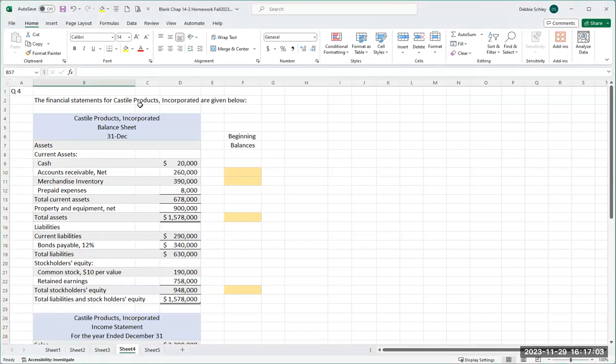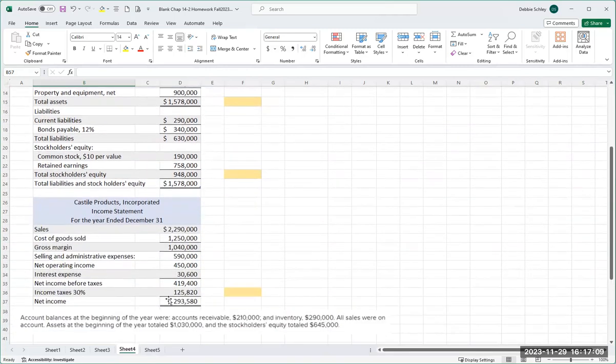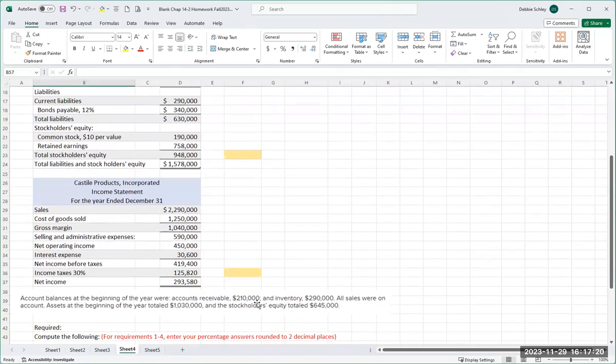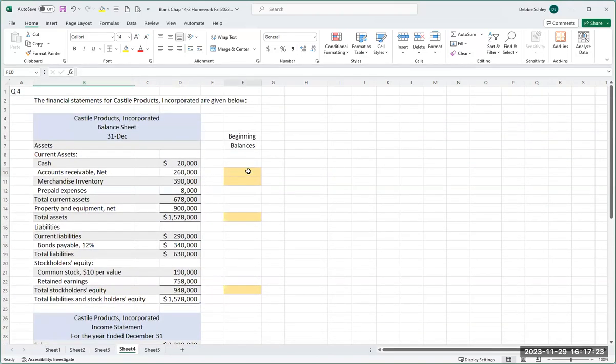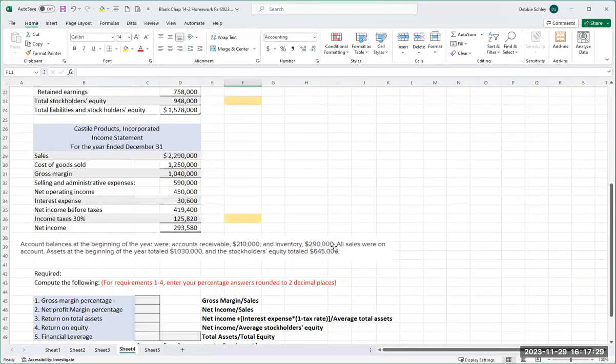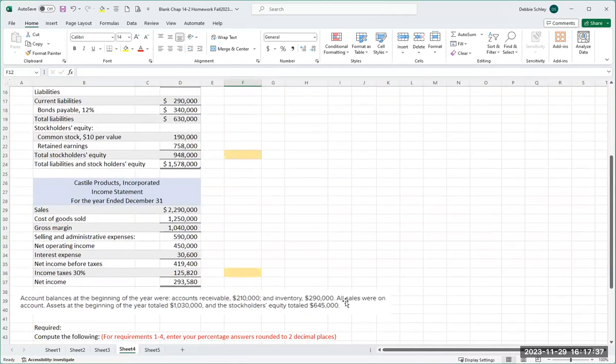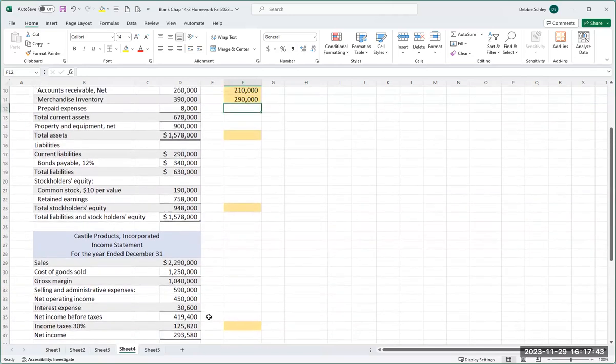So the financial statements for Castile Products Incorporated are given below. So here's my balance sheet, just like it's in the book. And here's my income statement. And then they give me some more information. Account balances at the beginning of the year were accounts receivable, 210,000. Inventory, 290,000. All sales were on account. Assets at the beginning of the year totaled 1,030,000.